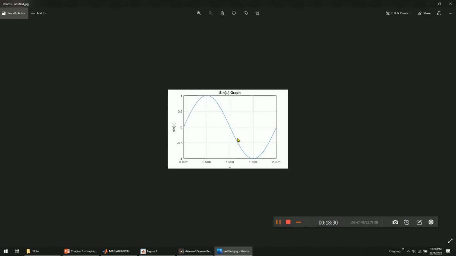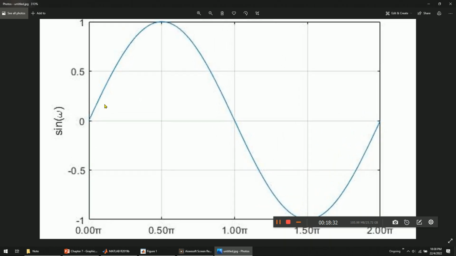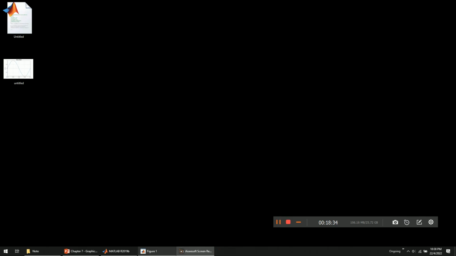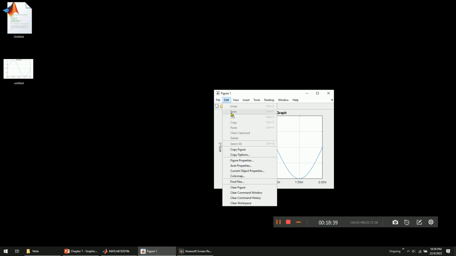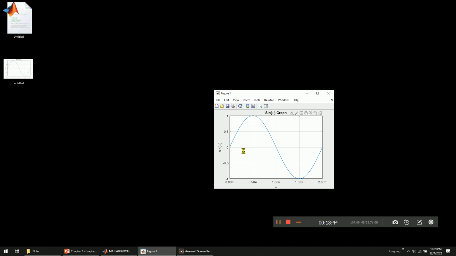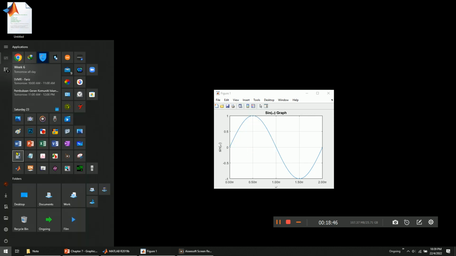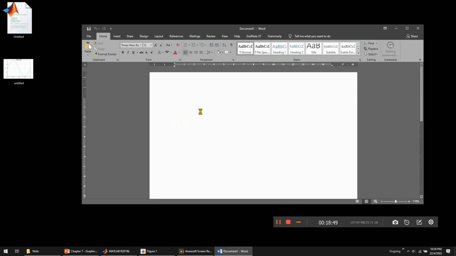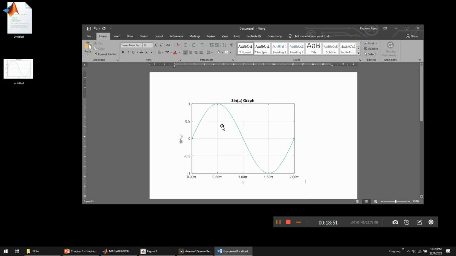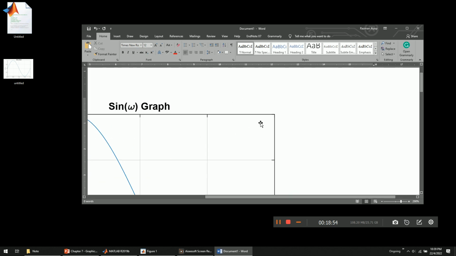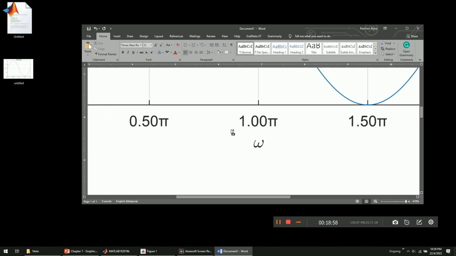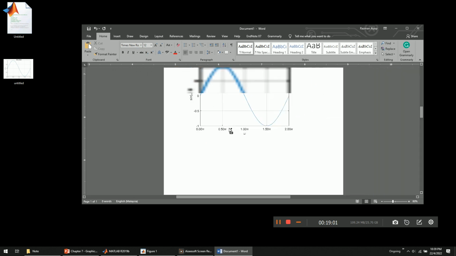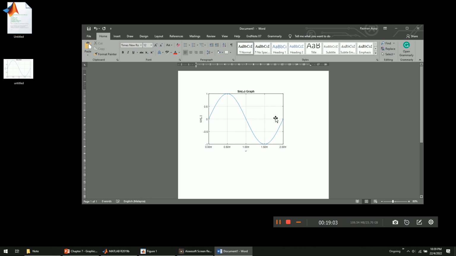Okay, this is the JPEG. It's not very good. But if you want a very high quality file, go to Edit, sorry, not File, Edit, Copy Figure. So copy the figure, open a Word file, then paste. You can see it has higher quality. If I zoom in, it still has higher quality. So that is how you copy the figure.